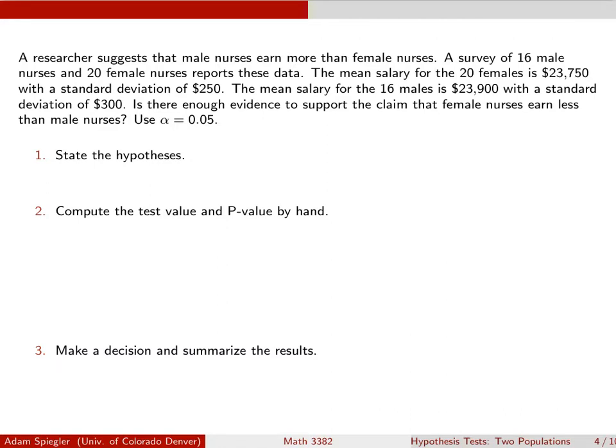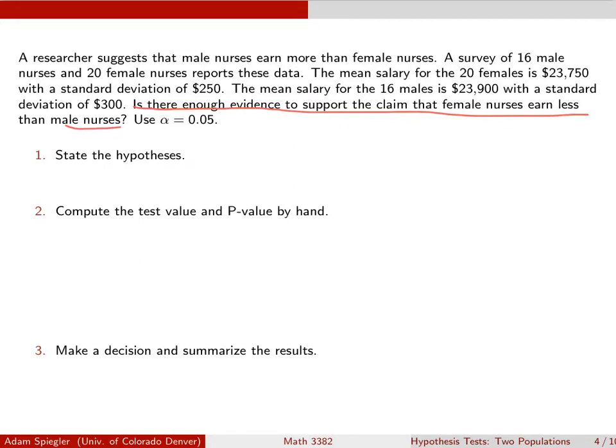And so the example I want to take a look at here is: do male nurses earn more than female nurses? Or in other words, do female nurses earn less than male nurses? So that's the claim that we're testing. Down here we can see that. And so with that in mind, we can set up our hypotheses right away.